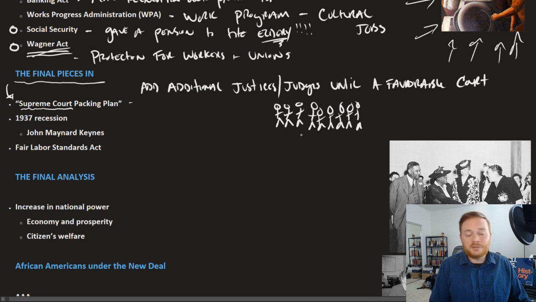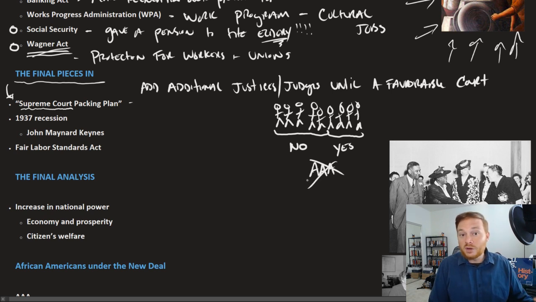And let's just say for simplicity's sake that when it came to Roosevelt's AAA and NIRA, 1, 2, 3, 4, 5 said no to the New Deal, and 1, 2, 3, 4 said yes. And so in that case, when you had a program like the AAA, 5 votes to 4, this gets struck down.